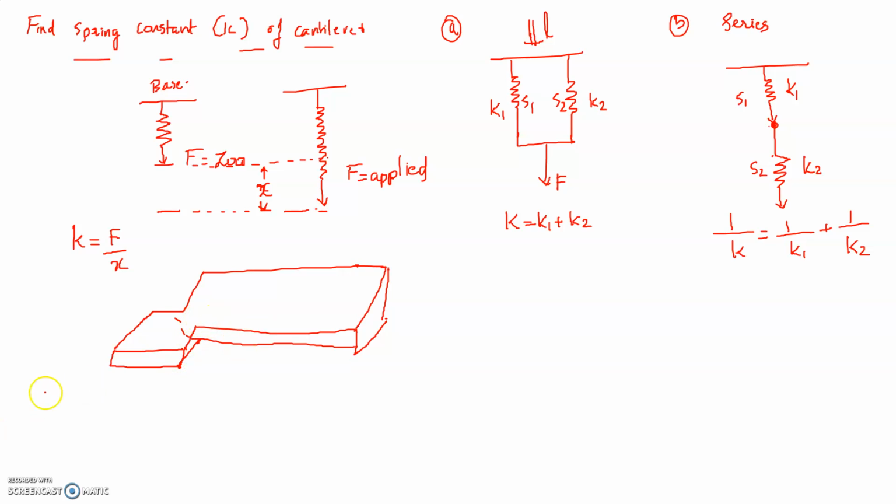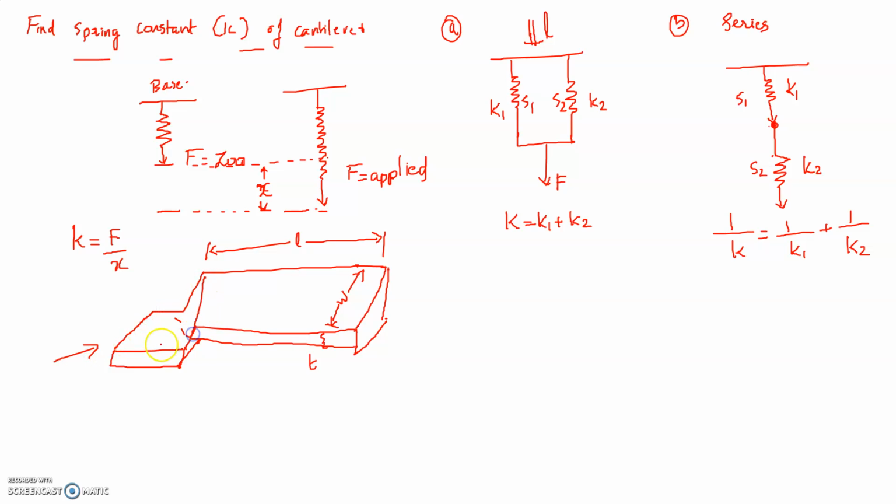So this is a structure of a cantilever, and it has a length L, the width is marked as W, and it has a thickness T. So these are the dimensions available for the cantilever structure, and now we are going to find out the spring constant of this cantilever structure.